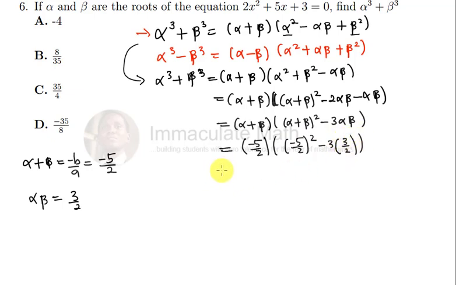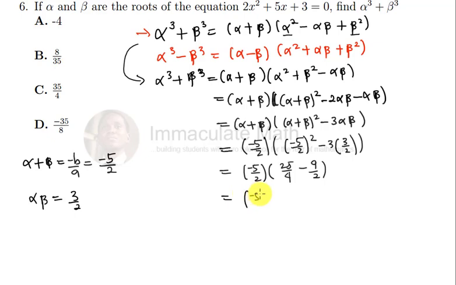So I'm going to have minus 5 over 2, then multiplied by 25 over 4, then minus, if you multiply this, 3 times 3 gives me 9 all divided by 2. Now let's try to simplify this further. You can actually use your calculator, but I'm trying not to use a calculator in this video.